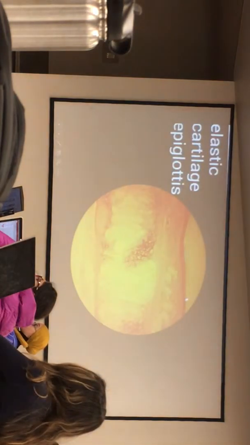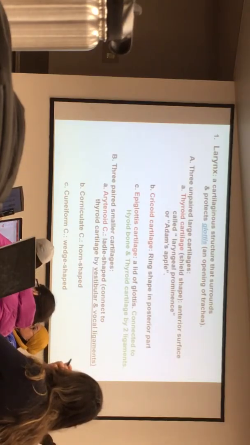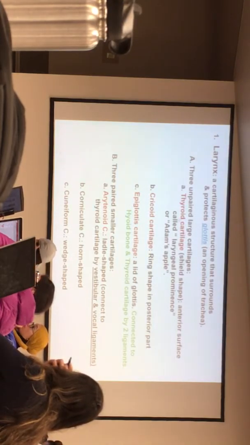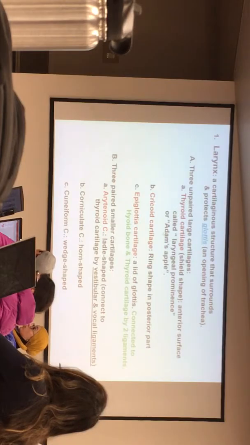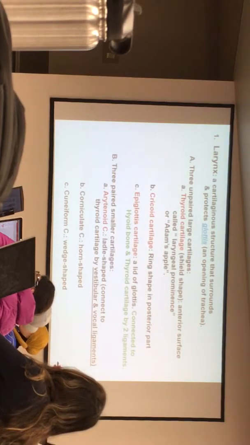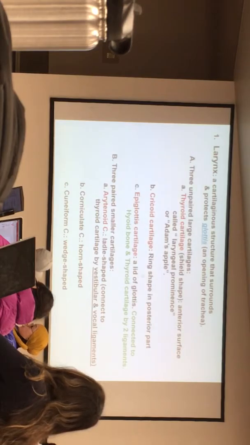So we'll go back to this one. Okay. So thyroid cartilage is a shield only in the anterior side. Some people call it Adam's apple. Okay, that's a Bible story. They buy the apple and cannot swallow and stop it. Cricoid cartilage is a ring, the whole thing. Epiglottis is connected by two ligaments to the hyoid bone and the thyroid cartilage.